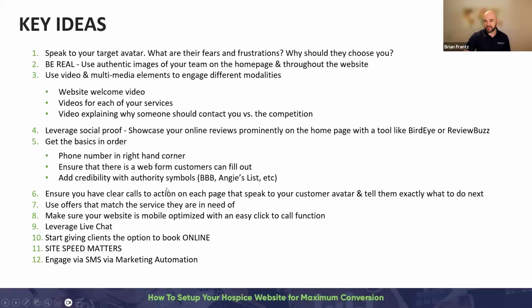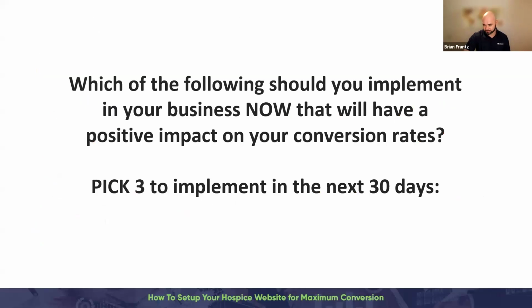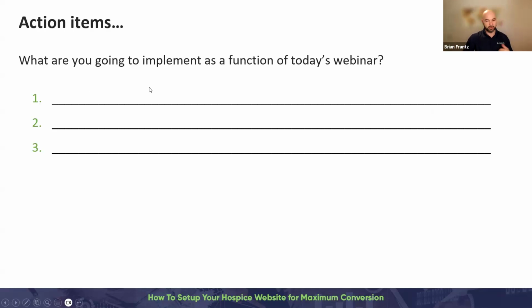So is your website optimized for conversion? Take a second, think of a couple of things, pick 3, write this down. Which of the following should you implement in your business today that will have a positive impact on the conversion rates of your website? I listed 12 specific things. If you pick 3 of those things and choose to get them done in the next 30 days, I promise you it will impact the conversions on your website. So go to the workbook, write these things down, and make a plan to do so.